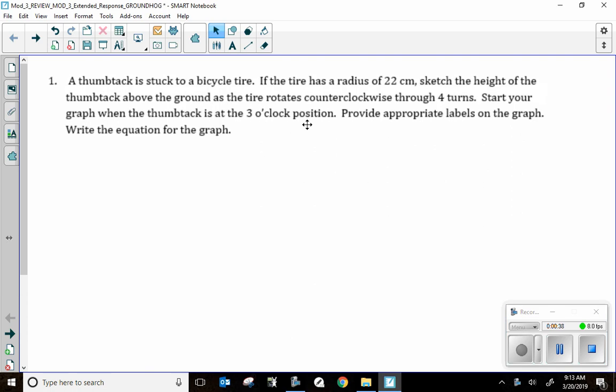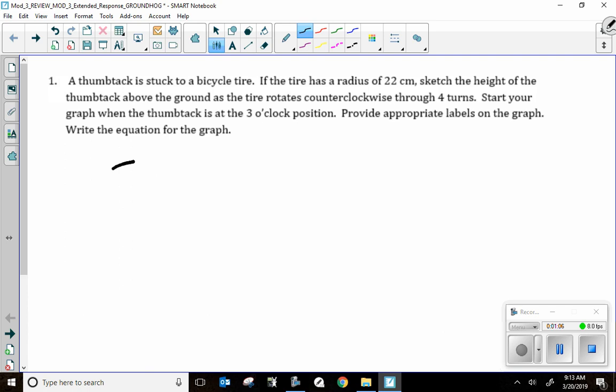Number 1, a thumbtack is stuck to a bicycle tire. If the tire has a radius of 22 centimeters, sketch the height of the thumbtack above the ground as the tire rotates counterclockwise through 4 turns. Start your graph when the thumbtack is at the 3 o'clock position. Provide appropriate labels on the graph and write the equation of the graph. Seems like a lot going on here.